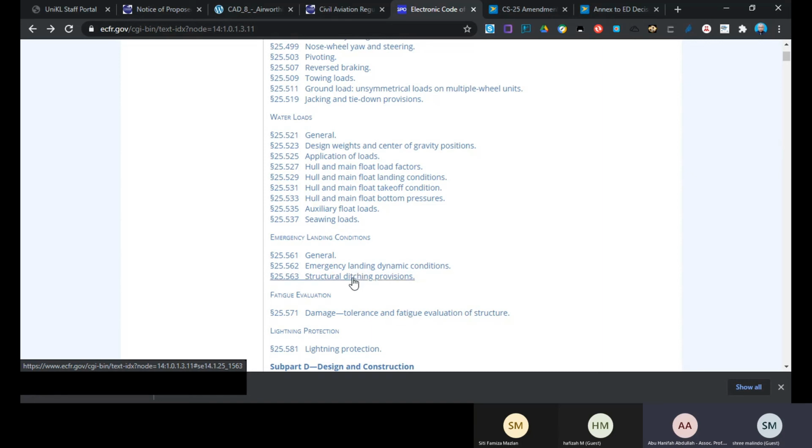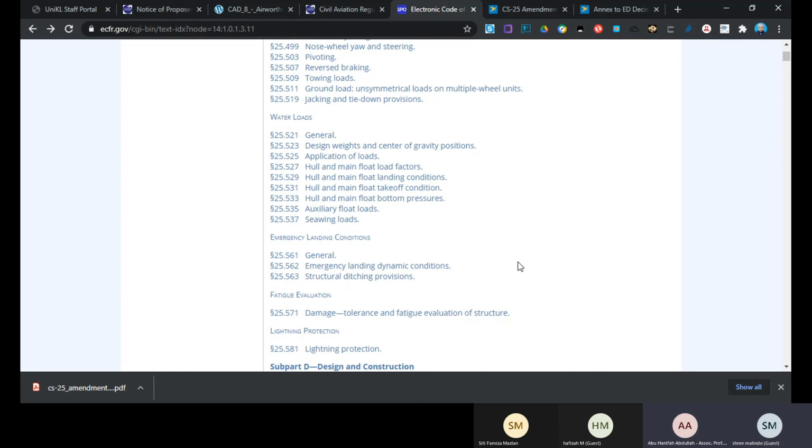Structure ditching: if the aircraft lands in the water, that's why the aircraft is designed to land in the water. You can see many aircraft landed in the water, and many passengers survived because it has been designed to land in the water. So that's why we have this 25.563 structure ditching provision. Okay, and the fatigue evaluation.